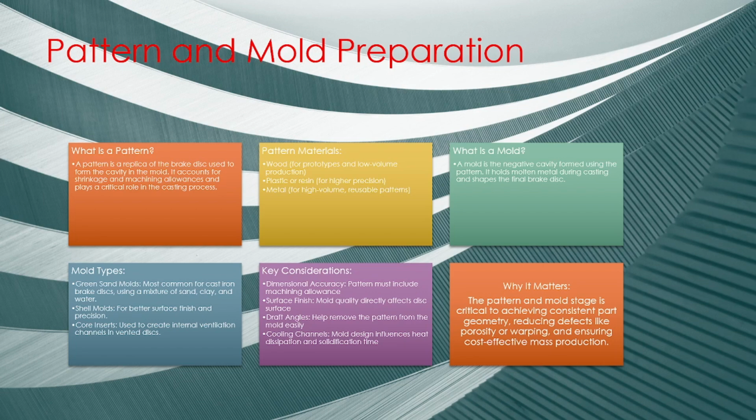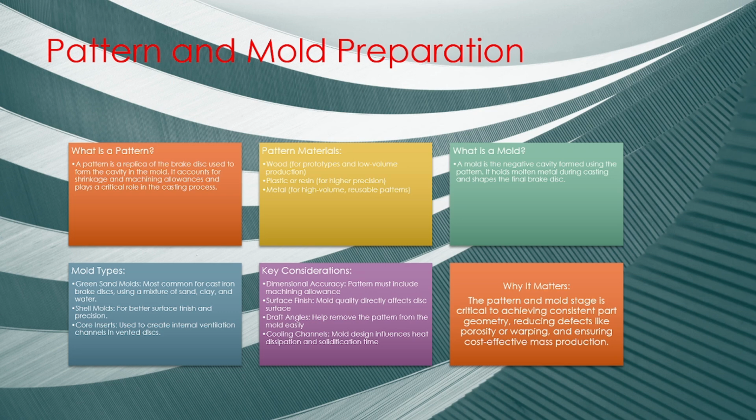Pattern and mold preparation. What is a pattern? A pattern is a replica of the brake disc used to form the cavity in the mold. It accounts for shrinkage and machining allowances and plays a critical role in the casting process. Pattern materials. The main pattern materials are wood for prototypes and low volume production, plastic or resin for higher precision, and metal for high volume and reusable patterns.